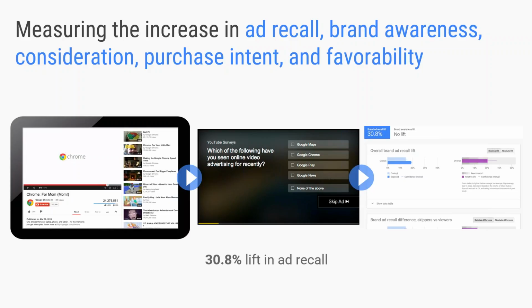And after that, the system analyzes the result, and towards the extreme right-hand corner, you will see the result that, okay, users who saw the video ad showed a 30% lift in ad recall. They were able to recall my ad more versus people who did not see my ad. And the same is the case with awareness and consideration.